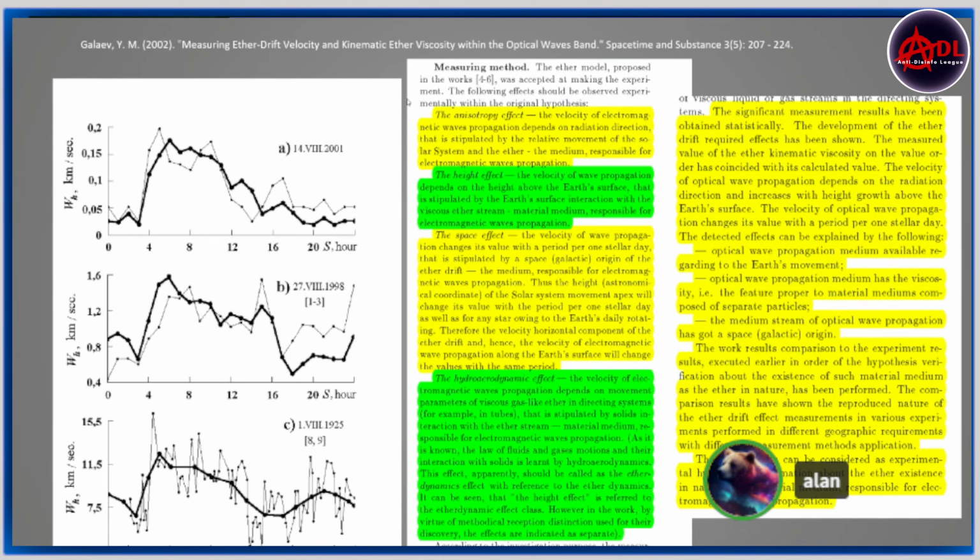So this is Yuri Galaev doing the same experiment with optical wave bands, and then he later did it with radio millimeter bands as well. So this is his data plotted over sidereal time as well, showing the same relationship where it fluctuates to the day on the equinoxes.